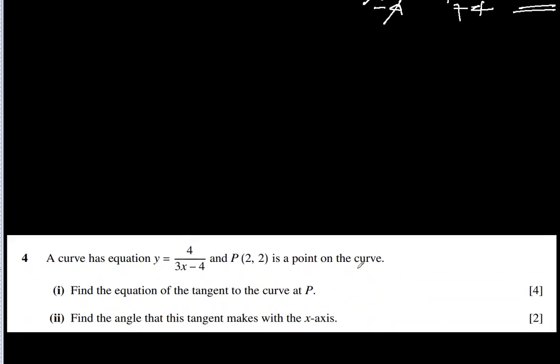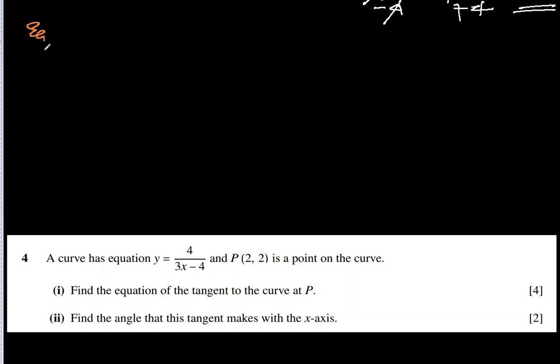Okay. A curve has an equation like this. Point P, 2, 2 is a point on the curve. Okay. 3 times 2 is 6. 6 minus 4 is 2. 4 over 2 is 2. That's correct. It is on the curve. Find the equation of the tangent to the curve at P. Equation of the tangent. Alright.